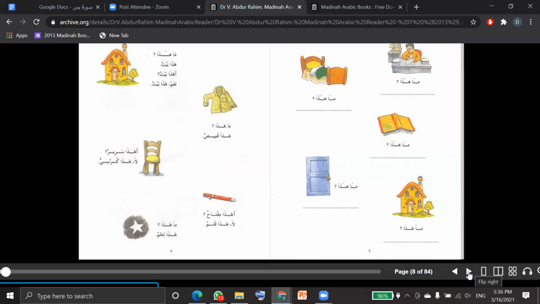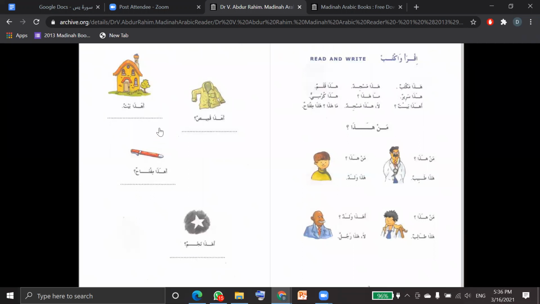So let's see if we can do the next page also. Yeah, only four more sentences. Ahada baytun. Is this a house? So نعم هذا بيت. Excellent. Ahada qamisun. Is this a shirt? No. نعم هذا قميص. Excellent. Ahada miftahun. Is this a key?